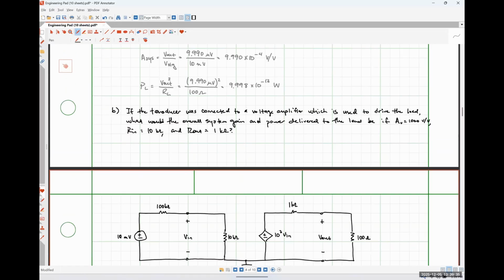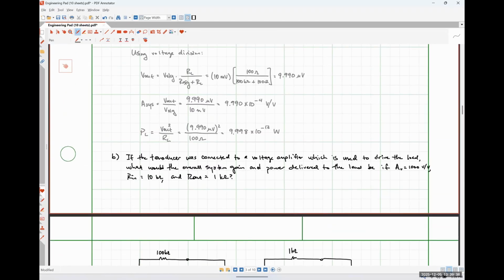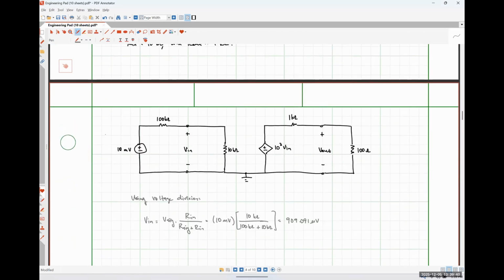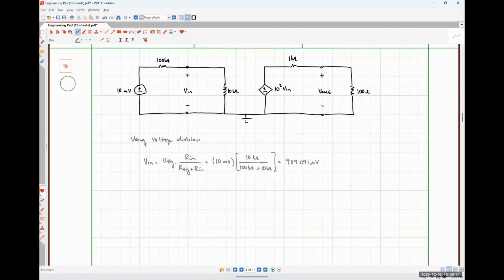Let me just scroll back up here. So I had 9.9 microvolts. Now I have 900 microvolts. So that increased my signal preservation by a factor of almost 100. Okay. On the output side of things, V out is going to be, this is just using voltage division, my voltage gain times Vin multiplied by RL over R out plus RL.